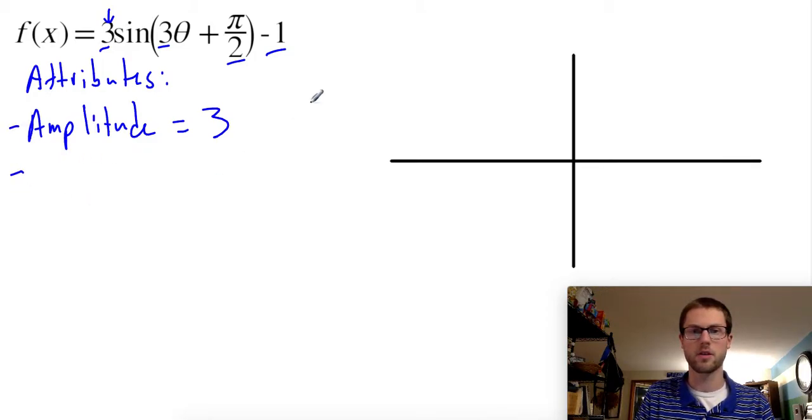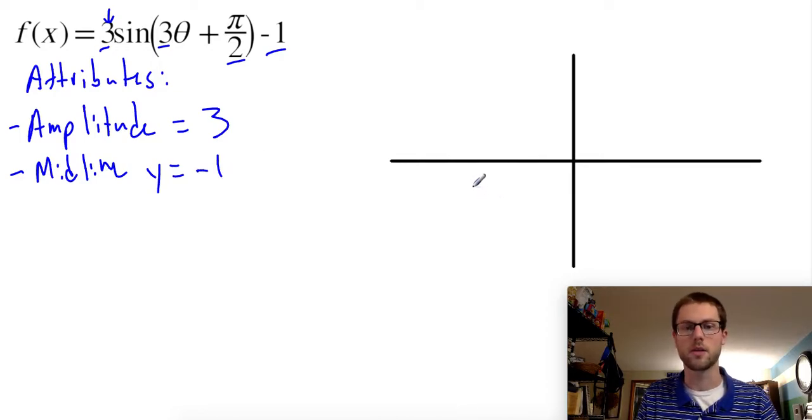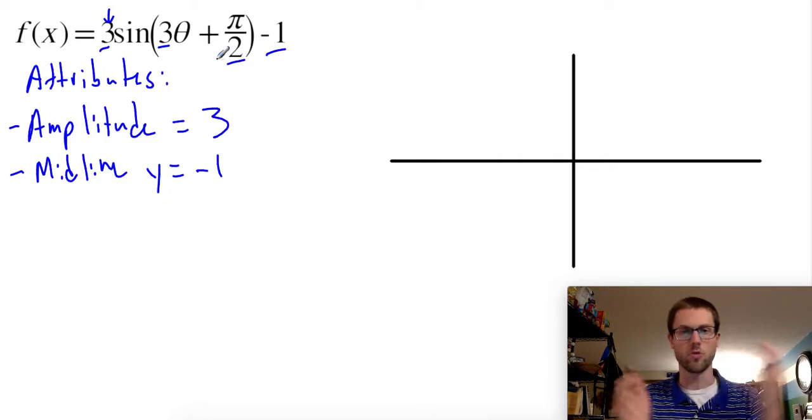Next thing I like to look at is what this -1 on the outside does. That's going to affect my midline. My midline is going to be y equals whatever this number is. So y equals -1 is my midline. I like to take care of the y value changes first, the vertical transformations. I like to group those together.